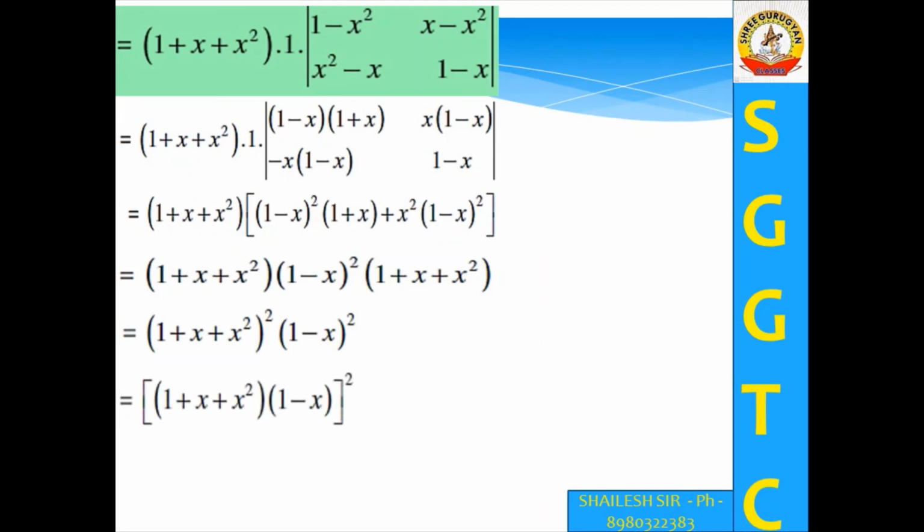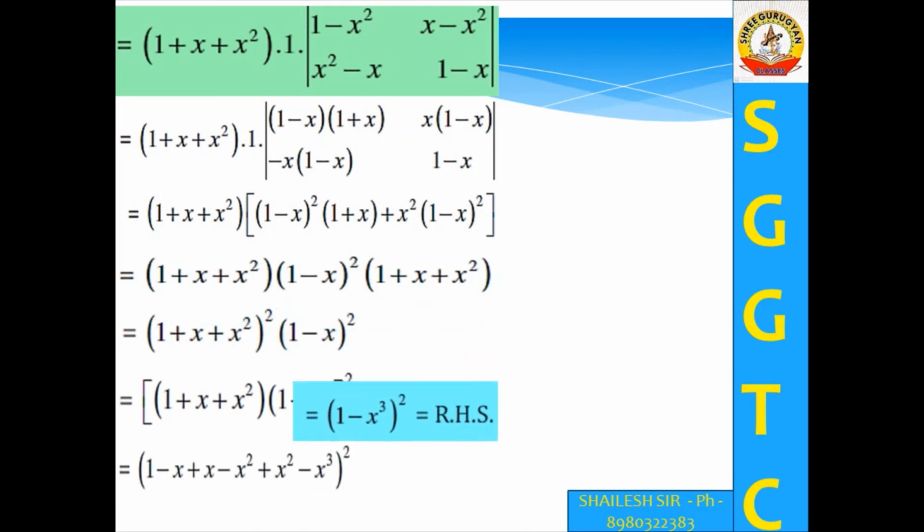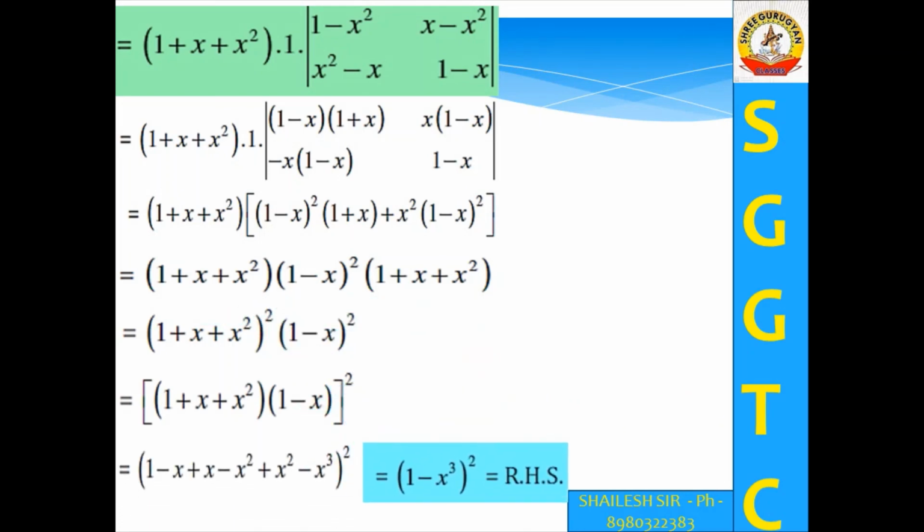That's my final answer, the whole square, and that value is the formula for a cube minus b cube. I mean 1 minus x cube the whole square. So that's my final answer.